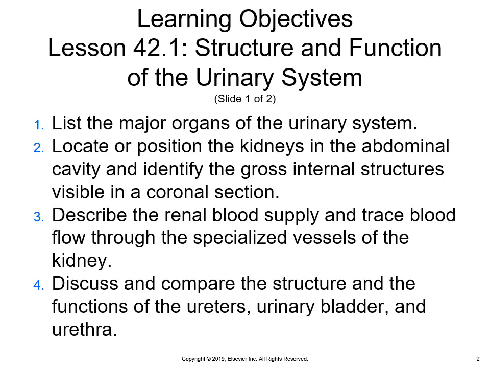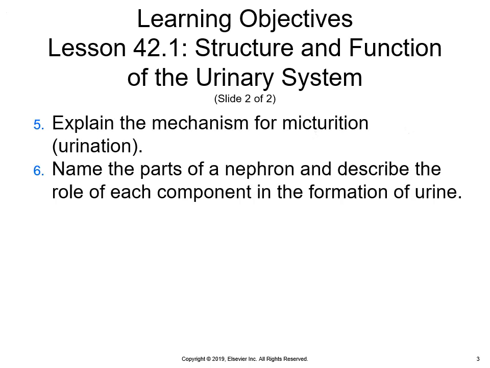We're going to list the major organs of the urinary system, locate or position the kidneys in the abdominal cavity, and identify the gross internal structures visible in a coronal section. Describe the renal blood supply and trace blood flow through the specialized vessels of the kidney. Discuss and compare the structure and the functions of the ureters, urinary bladder, and urethra.